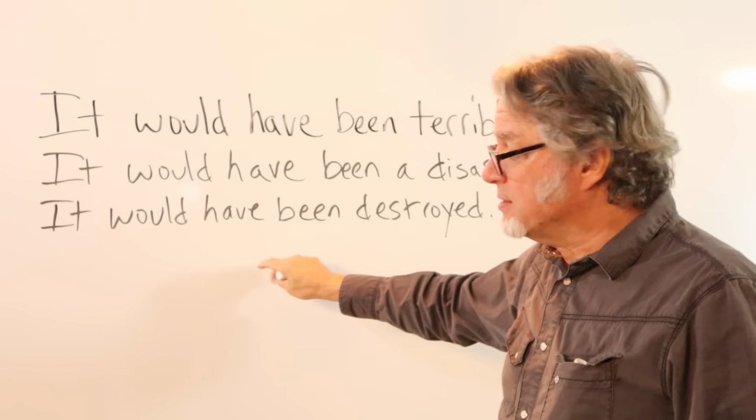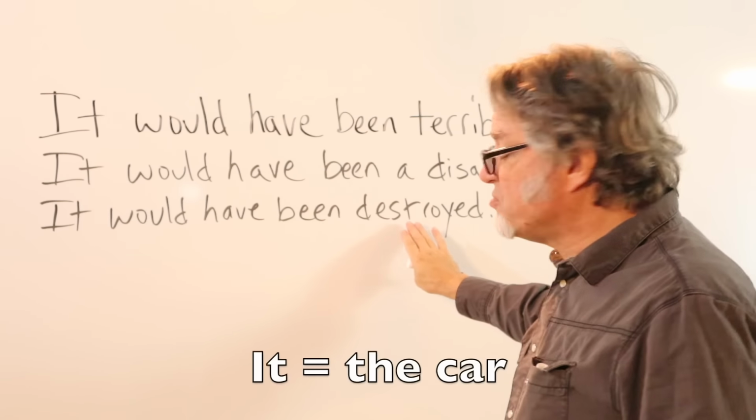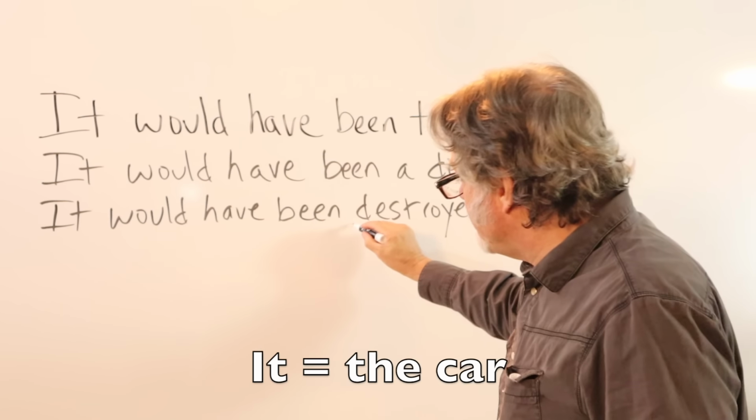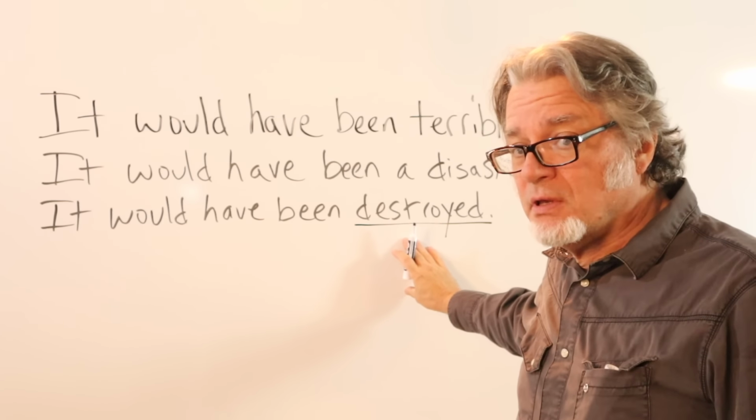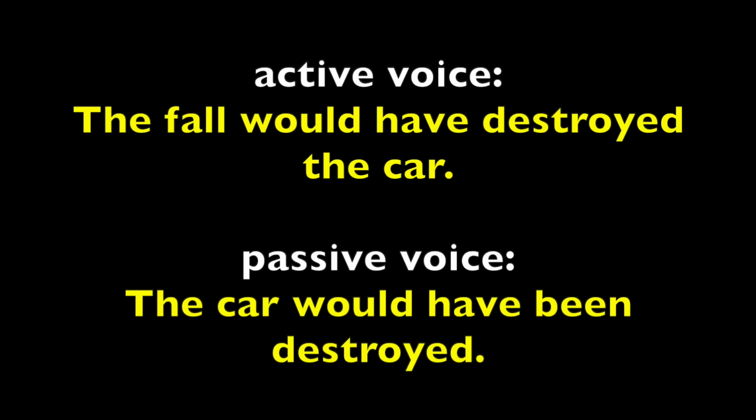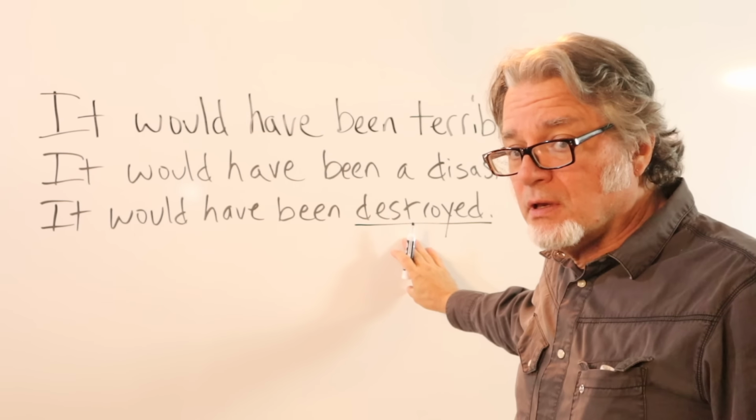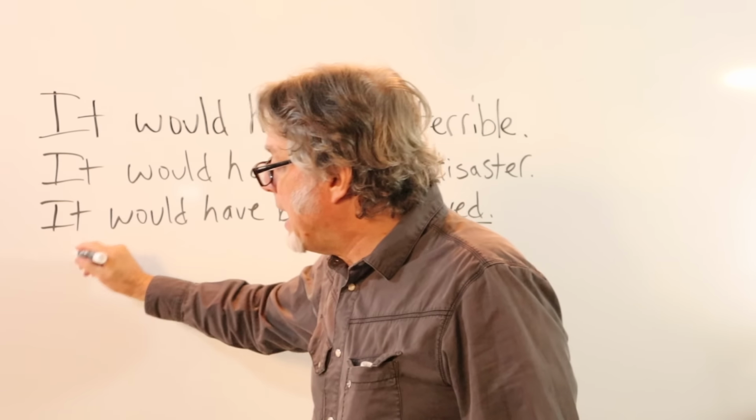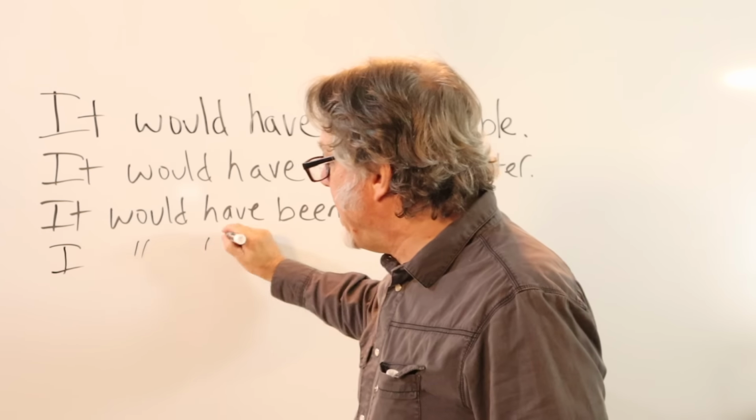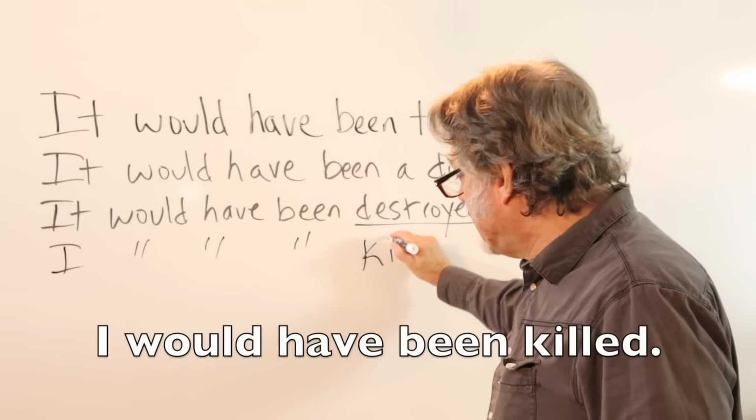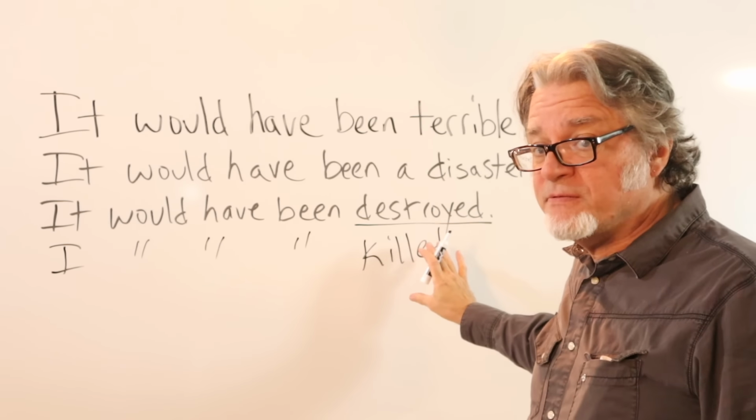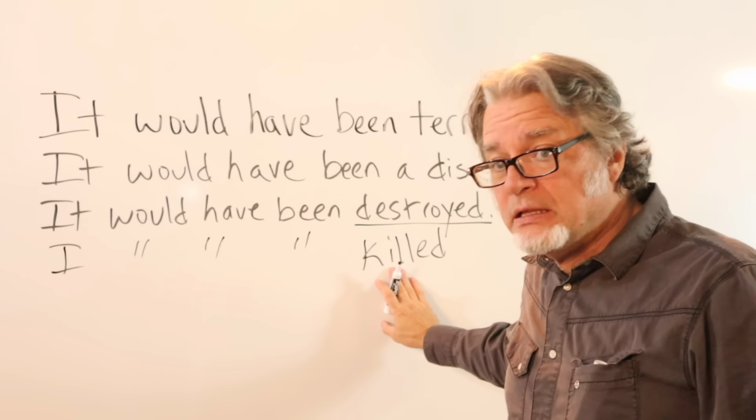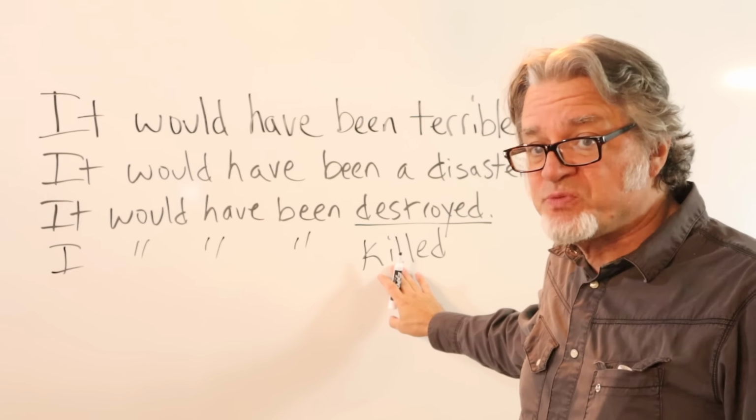But in this sentence, it would have been destroyed. This is the main verb. And now this is in the passive voice. I could also say, I would have been killed. And this is also in the passive voice. The verb kill is in the form of a past participle.